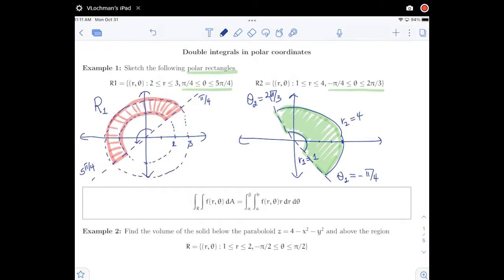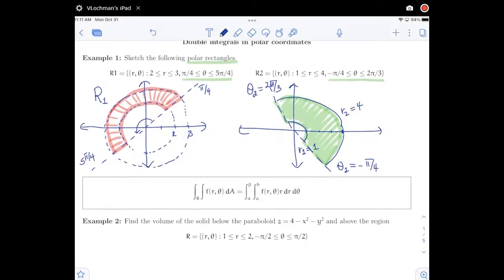How's this problem, or this example rather? All good? I see a couple of thumbs up. All right. Okay, then let's take a look at the actual integration.